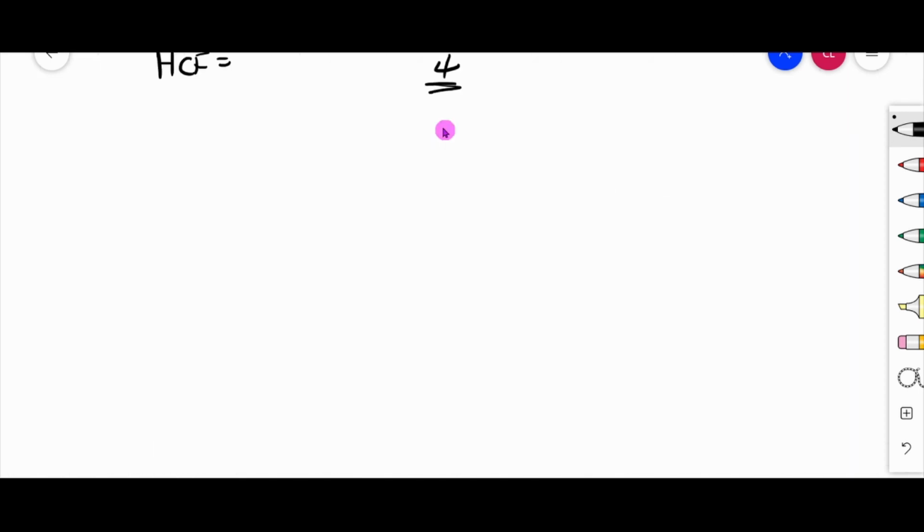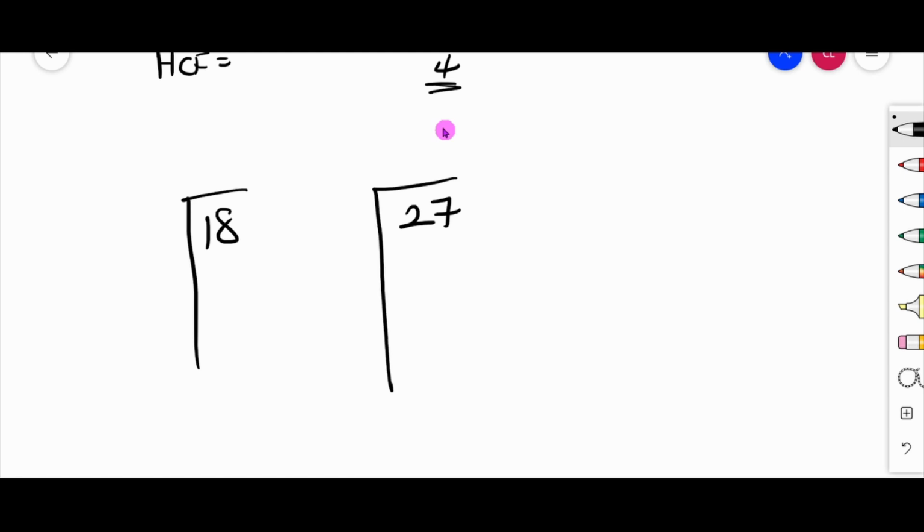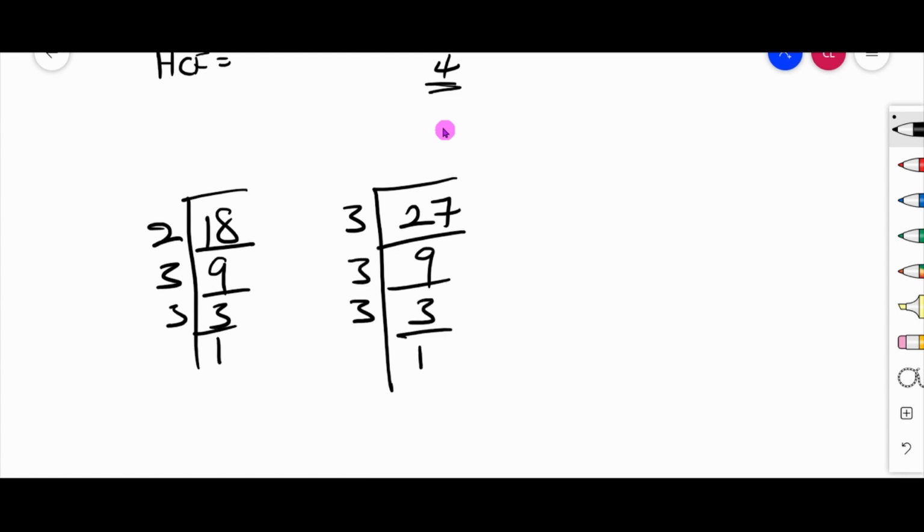Now we go to 18 and 27. So 18 on one side, 27 on the next. And we're going to look for the highest common factor. So 2 could go into this: 2 into 18, 9. 3 into 9, 3. 3 into 3, 1. 27, 2 can't go in there. 3 can go in there. 9 times 3, 9 is 27. 3 can go into 9. 3 times 3 into 3, 1.